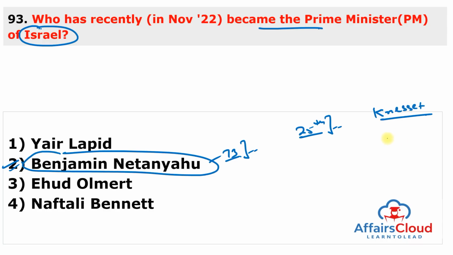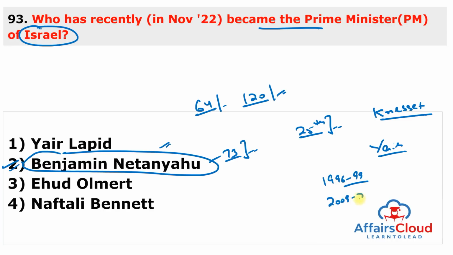defeating the interim Prime Minister Yair Lapid of Yesh Atid, a center-left political party. Just remember the name Benjamin Netanyahu won the election by capturing 64 seats in Israel's 120-seat Knesset or the Parliament. And he is an Israeli politician and diplomat who twice served as the Israel Prime Minister from 1996 to 99 and 2009 to 21, and was also the longest serving Prime Minister since the Israel independence.